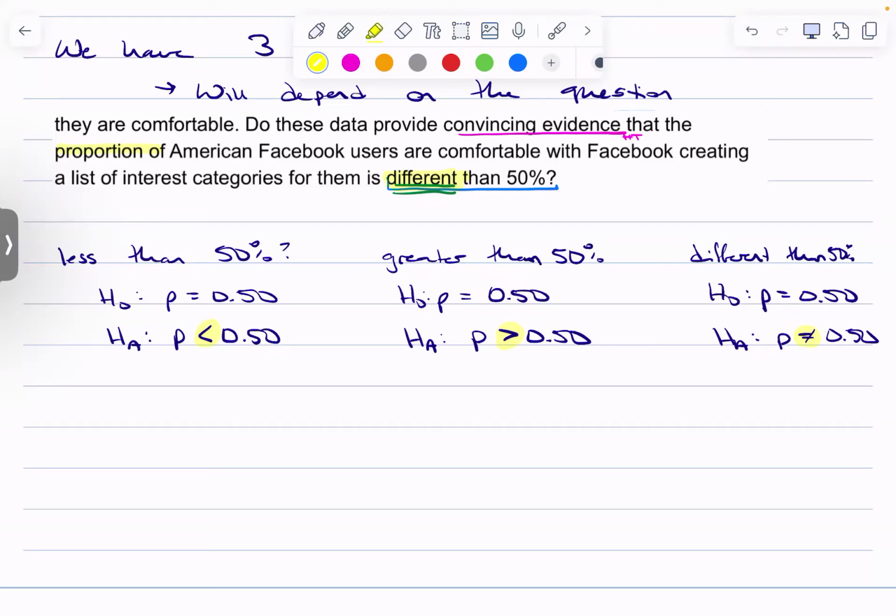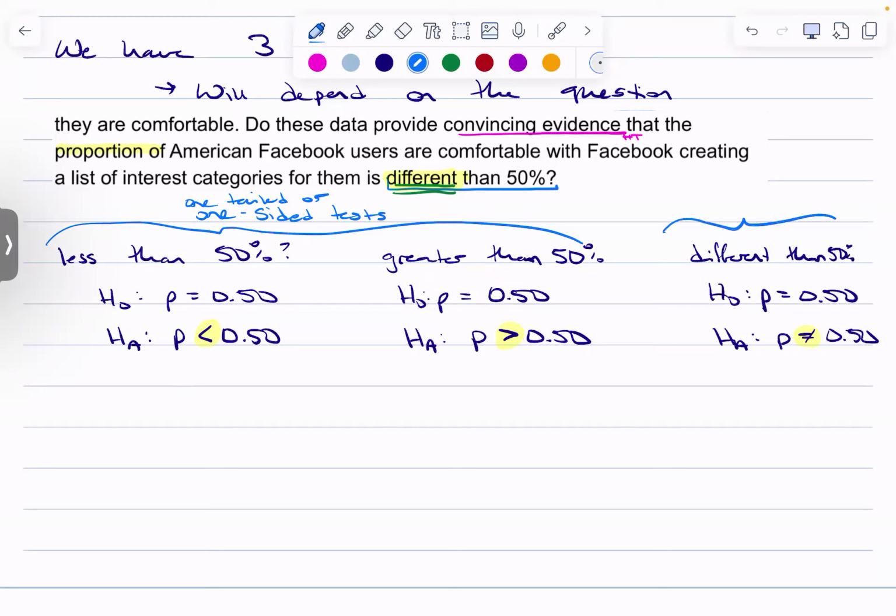So these are my 3 options. We called this a 2-sided test, right? But these, I only care about one extreme, right? And so we call these 1-sided tests. 1-sided or 1-tailed, doesn't matter. One-tailed or 1-sided tests, and this is a 2-tailed or 2-sided test.